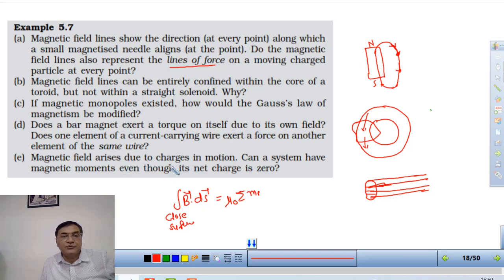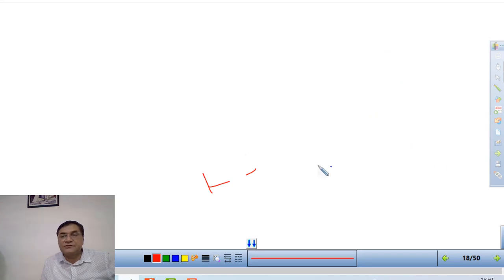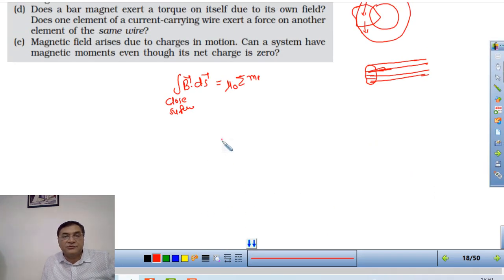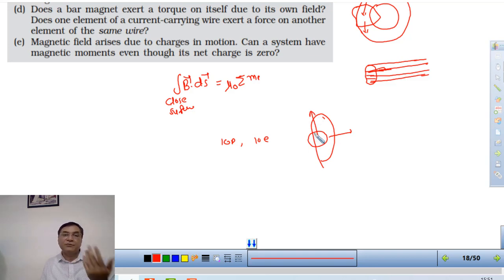Magnetic field arises due to charges in motion. Can a system have a magnetic moment even though its net charge is 0? That is possible. Suppose I have one system with 10 protons and 10 electrons. Charge is 0, and these are all moving in different orbits. So the net magnetic moment for each is different, and if you take their vector sum, it may not be 0. So charge can be 0, yet the magnetic moment may not be 0. One electron revolves this way and another that way, so this one's moment is like this, that one's like this, and the vector sum may also not be 0. Okay.